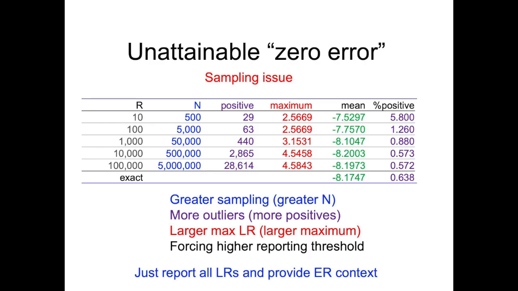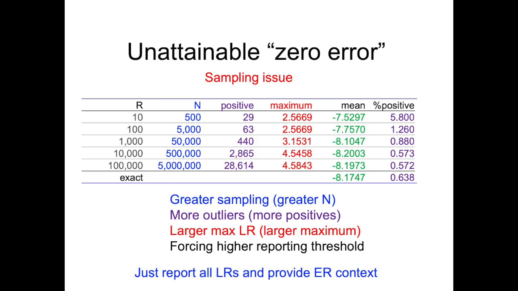The first column is showing R, the number of references, as it goes from 10 to 100,000. The next column in blue, N, is 50 times that because we have 50 evidence genotypes.